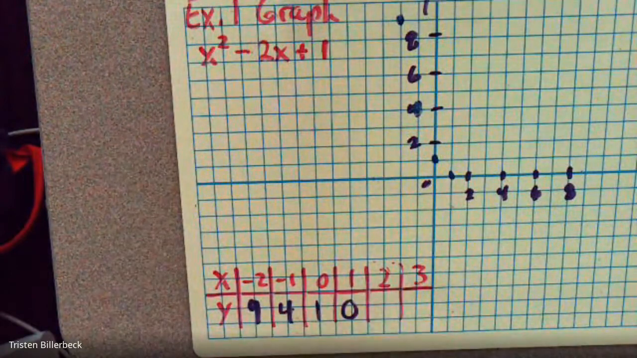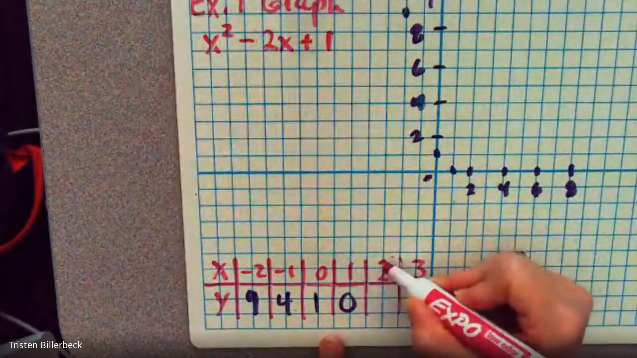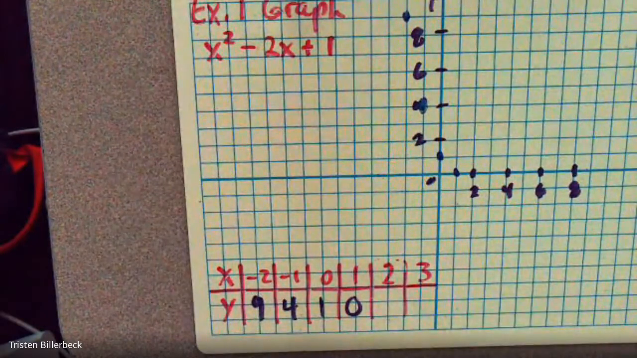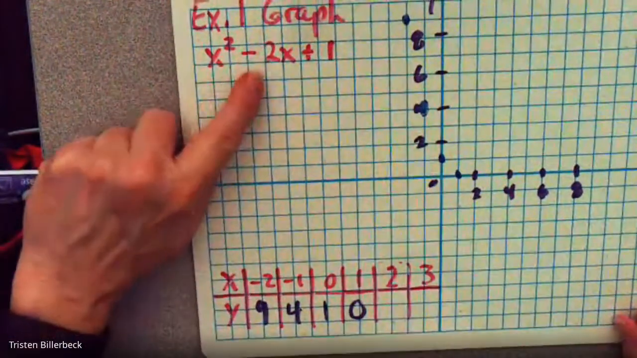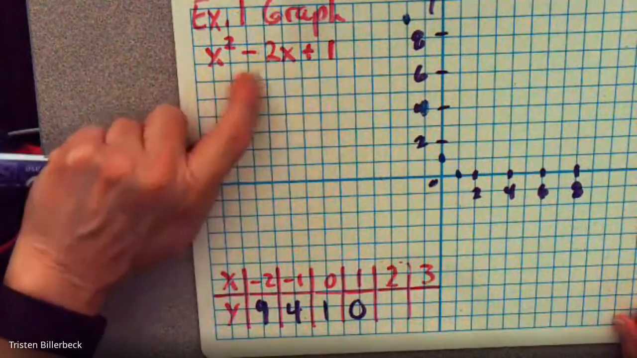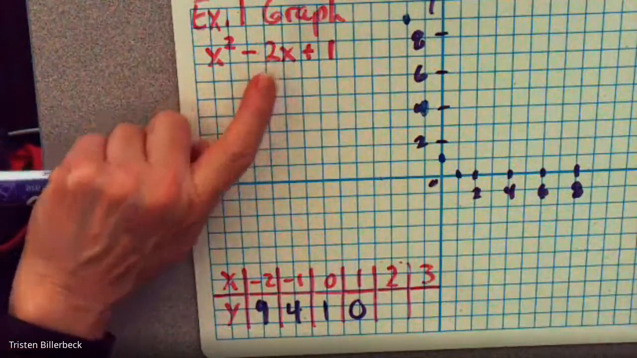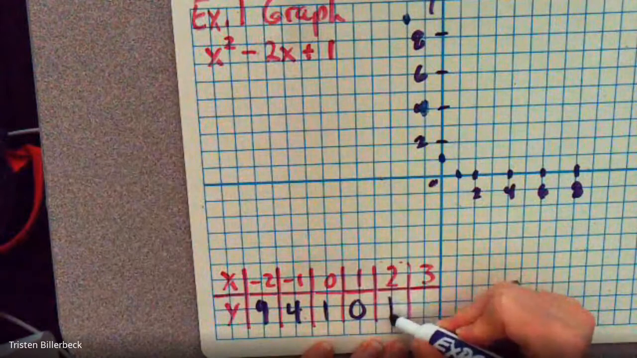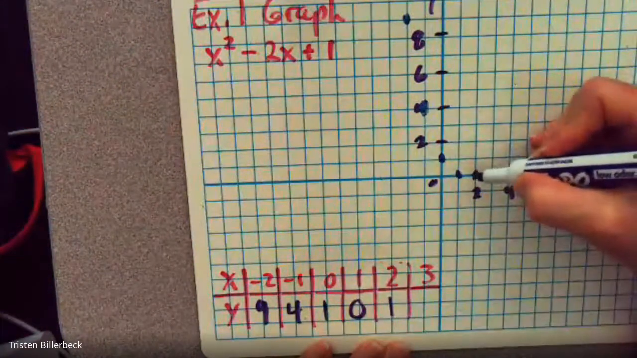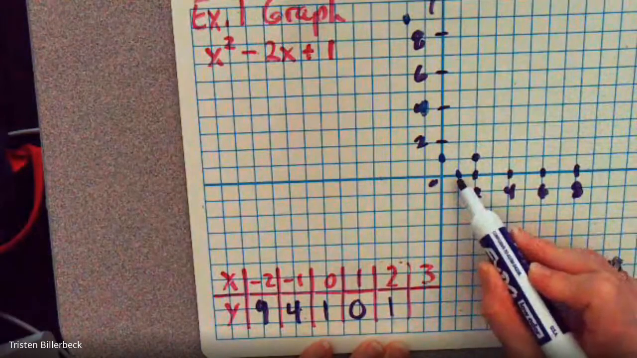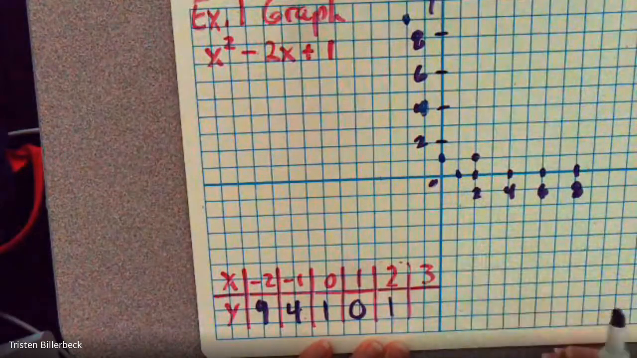All right, so let's try 2 and see what happens. Okay, so we put 2 in here. 2 squared is 4, minus 2 times 2 is also 4. So 4 minus 4 is 0, plus 1 is 1. So X is 2, and we're back to 1. Look, we've got an axis of symmetry right there.